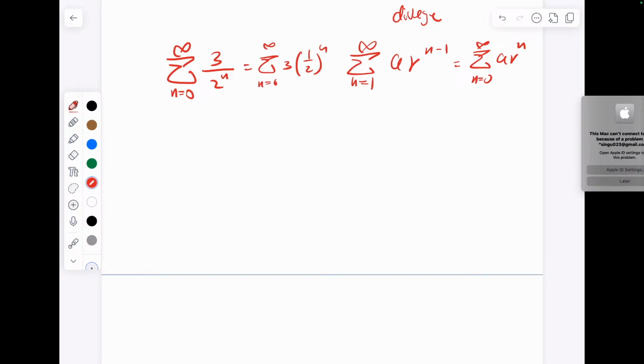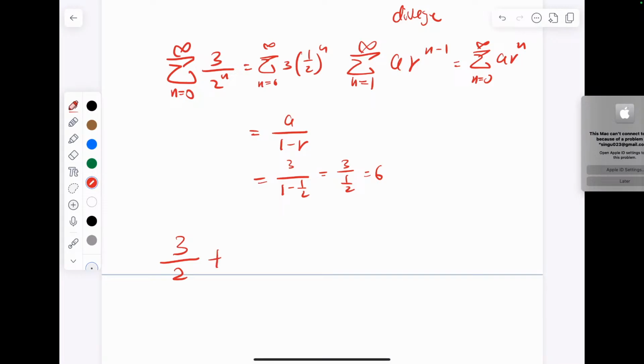So can I say the sum is equal to a over 1 minus r. What is a over 1 minus r? So in this case it is 3 over 1 minus 1/2. That's going to be 3 over 1/2, which is equal to 6. What is the 6 equal to? I'll go back and look at it. Yeah, 6 is the sum of this: 3 over 2 plus 3 over 4 plus 3 over 8.